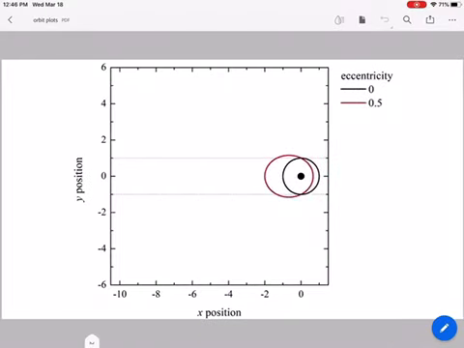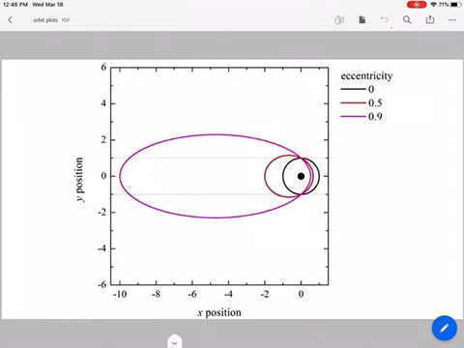So on the next slide, the eccentricity is 0.5. And you can clearly see that the sun, which is sitting at the position 0, 0, hasn't moved. Of course, I'm going to keep that the same spot all the time. And all I changed was the eccentricity, and we get this red orbit, which is clearly elliptical. We can make the eccentricity bigger, and so 0.9, and we get this purple orbit that's really elongated.